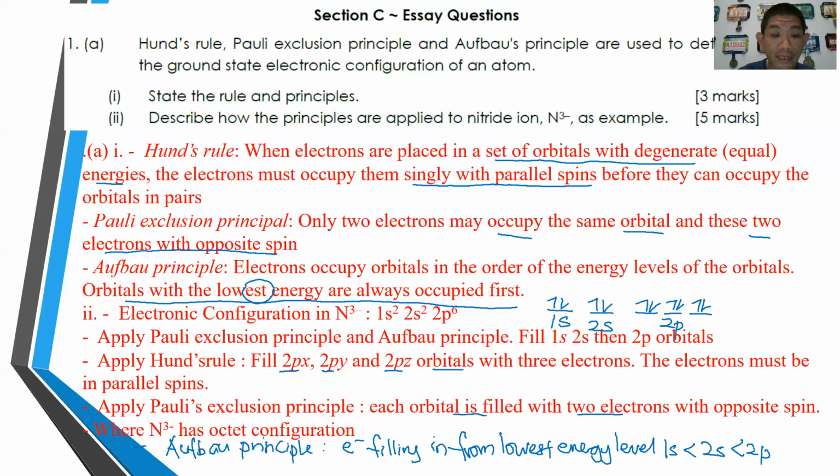And then last but not least, you also need to explain Pauli exclusion principle. Oh, I think I have it already, but I typed it wrongly. Okay, this is this one. So this is how you are going to fill in the nitride ion electronic configuration. So 5 marks inside there, therefore you have 5 points.